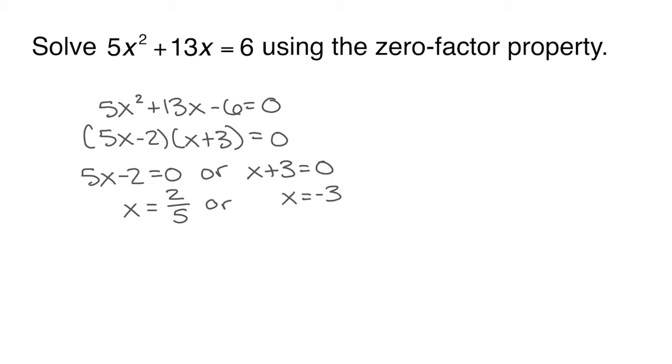We want to check both of these solutions in the original equation. Both solutions do check, and so the solution set is the set containing -3 and 2/5.